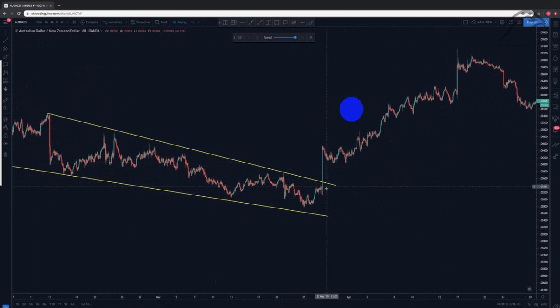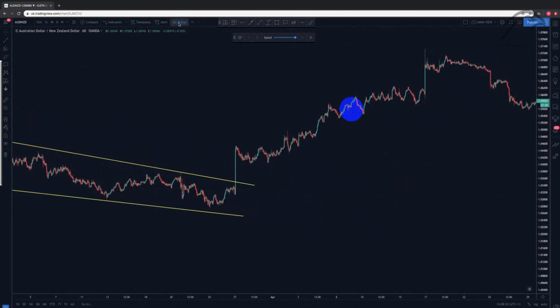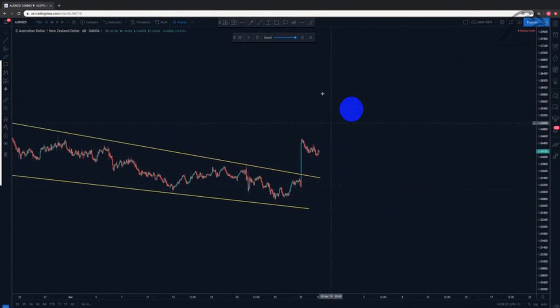So we get the breakout of this channel here, we get our solid impulse, then we're looking for continuation. Notice how before we get our entry, what do we have here? So this is the steep flag scenario. So as you can see, much steeper. Can you take this trade?